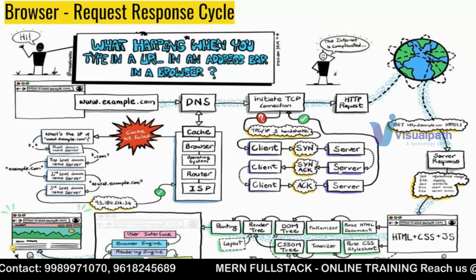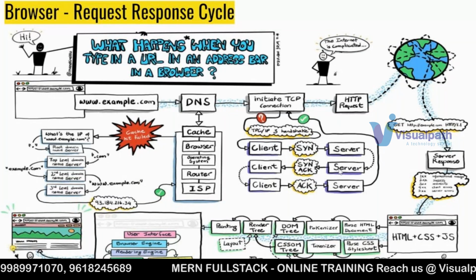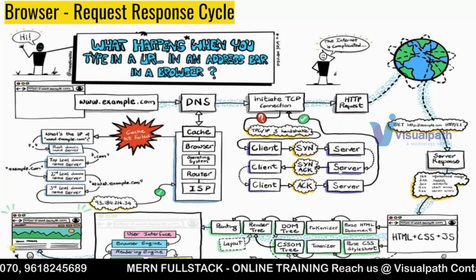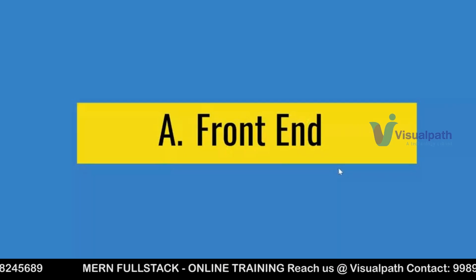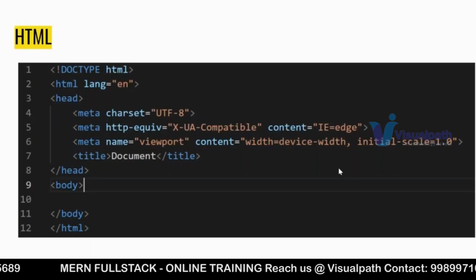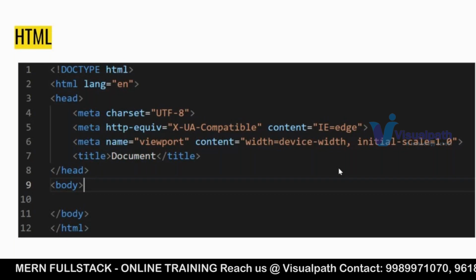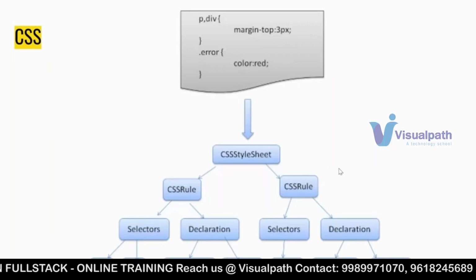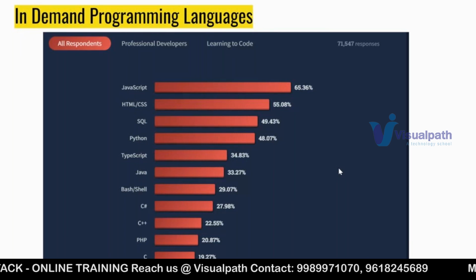Okay, therefore this is the entire cycle which is happening in the background. And then the front end, html, we already know what is the html and head, we have body html. These are all basic things, and these are the things which we are going to cover in the code, css.